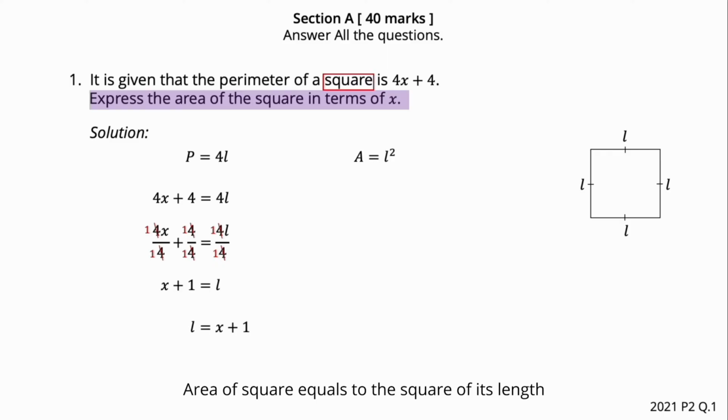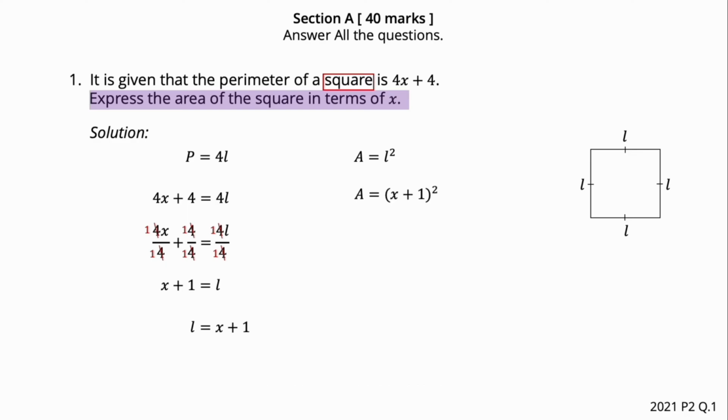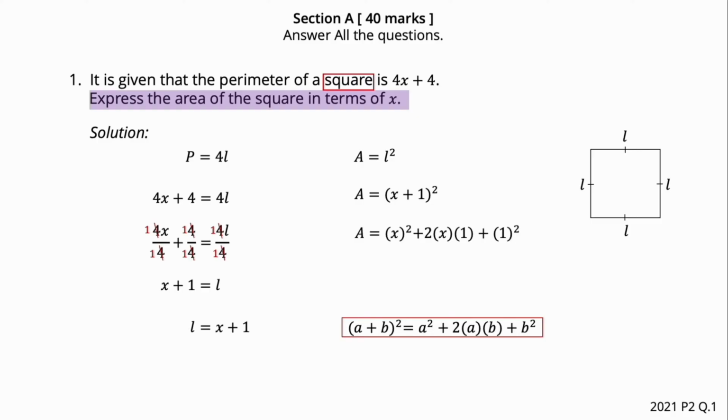Area of square equals the square of its length. The length of the square is x plus 1. Area of square equals (x plus 1) squared. By using the formula (a plus b) squared equals a squared plus 2ab plus b squared, (x plus 1) squared equals x squared plus 2 times x times 1 plus 1 squared, which equals x squared plus 2x plus 1.